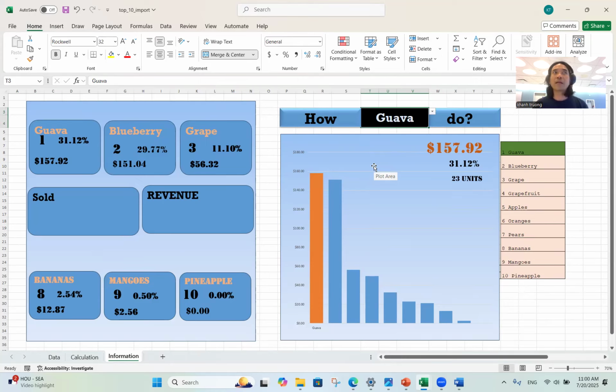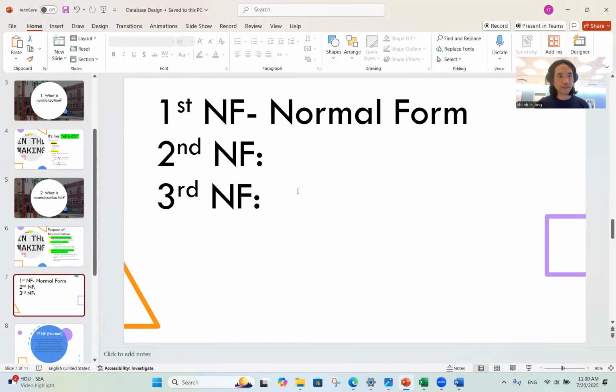So having a good database, a well-built, well-designed database, is critical, okay? So let's talk about all of this stuff.